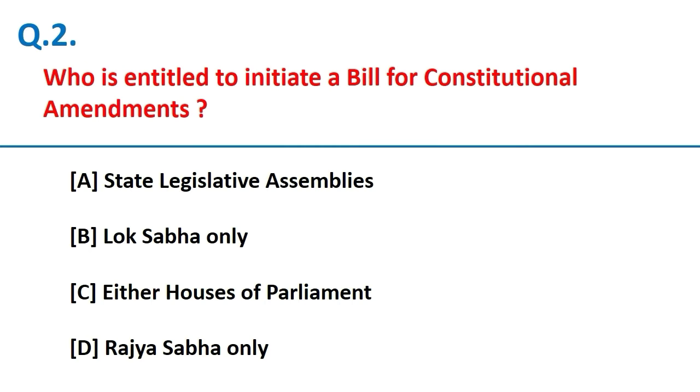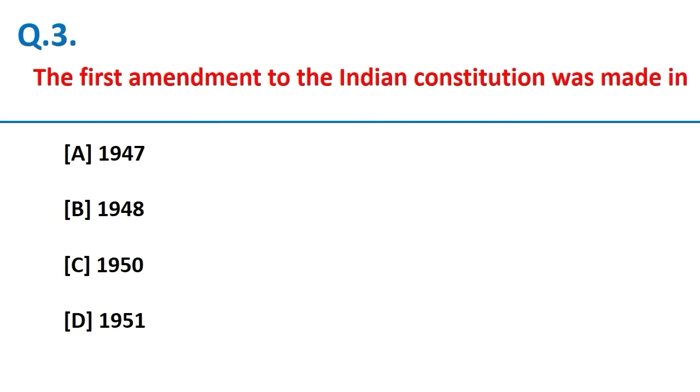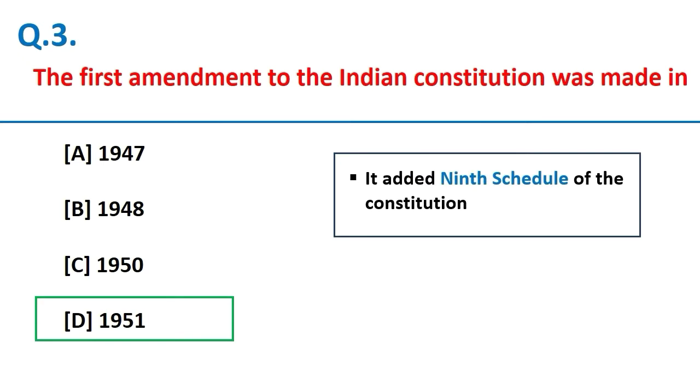Who is entitled to initiate a bill for constitutional amendments? Either house of Parliament. It can be initiated in both Lok Sabha and Rajya Sabha. The first amendment to the Indian Constitution was made in 1951, and by this amendment 9th schedule of the Constitution was added.